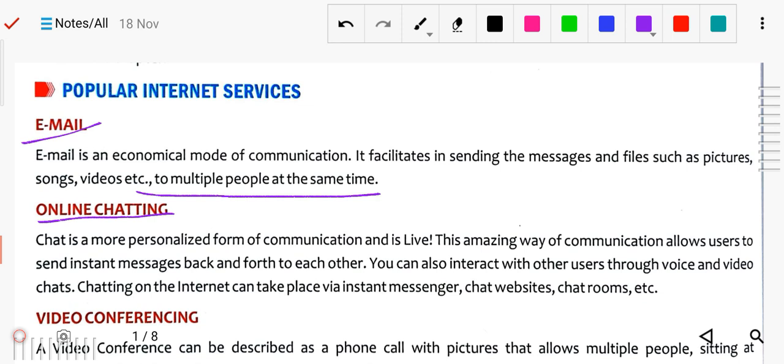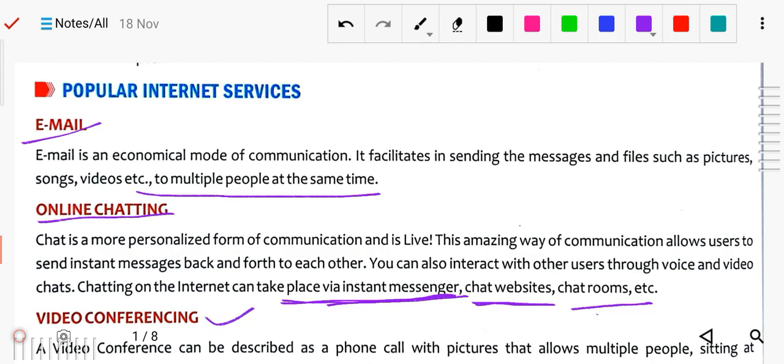And this amazing way of communication allows users to send instant messages back and forth to each other. Back and forth means we can send and we can receive also. You can also interact with other users through voice and video chat. That is called video chatting. Chatting on the internet can take place via instant messenger, chat websites and chat rooms. These are the channels through which we are doing online chatting.